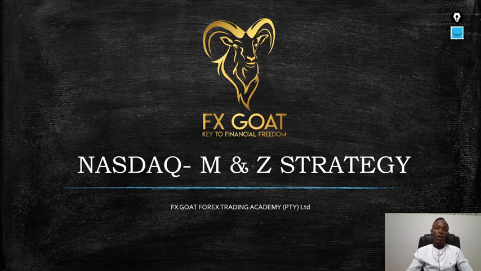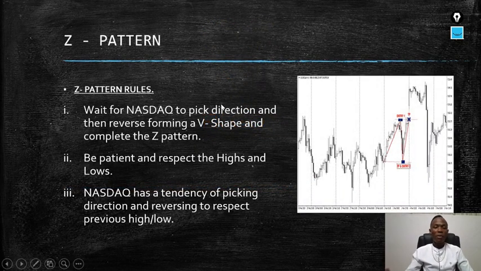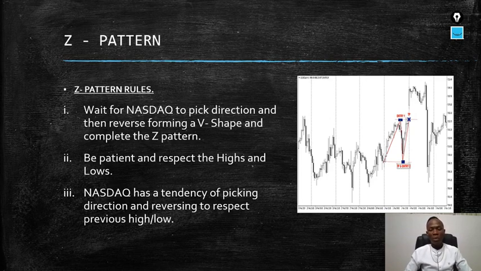So without any further waste of time, let's jump in. As you know, before you can actually start trading, you need to know the basic rules of how to trade a certain strategy. So now let's start firstly with the Z pattern. For the Z pattern, you wait for NASDAQ to pick a direction and then reverse, forming a V shape and complete the Z pattern. So what do we mean by that?